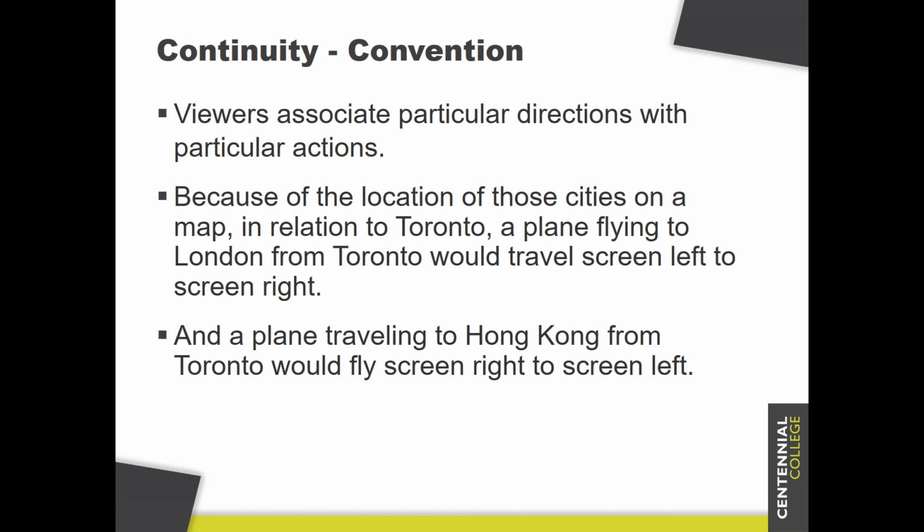The same thing is true if we're flying to Hong Kong. Hong Kong is to the west of Toronto. We're flying from the east to the west, and therefore we're traveling from the right-hand side of the screen to the left-hand side of the screen. That's convention. That's the convention of maps, and how we associate particular directions with maps, as an example. Now, that's just one convention.